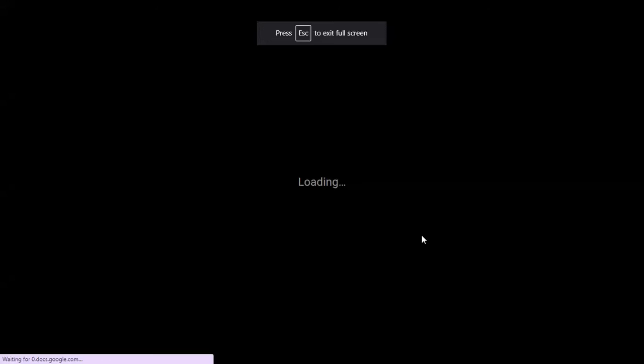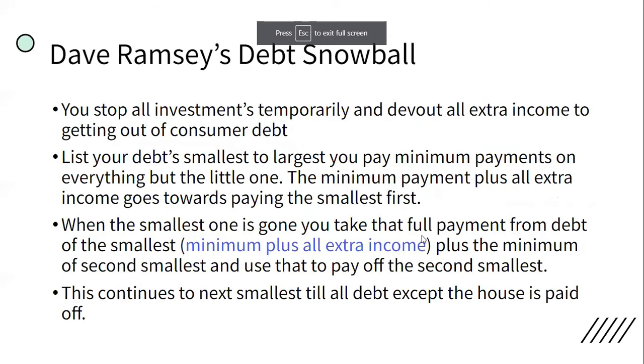So again, we're going to briefly go over the system that we're going to use. We're going to use Dave Ramsey's debt snowball system. The way this works is you stop all investments temporarily and devote all extra income to paying off all of your consumer debt. List your debts from smallest to largest, and you pay the minimum payments on everything but the smallest one. The smallest one gets the minimum payment plus all extra income that you have, and you use that to pay off the smallest.